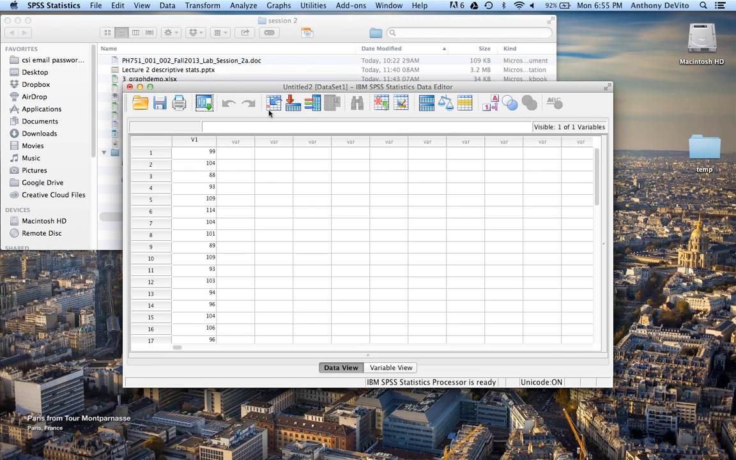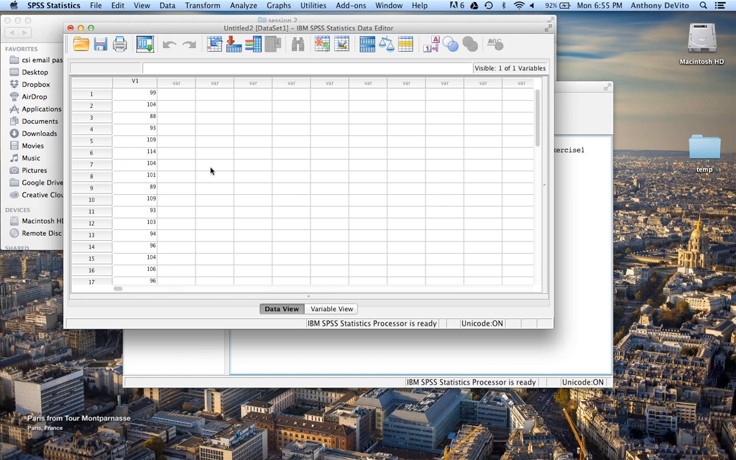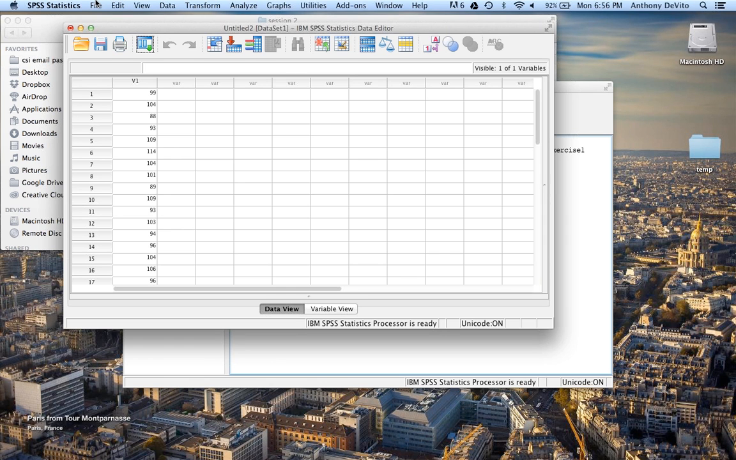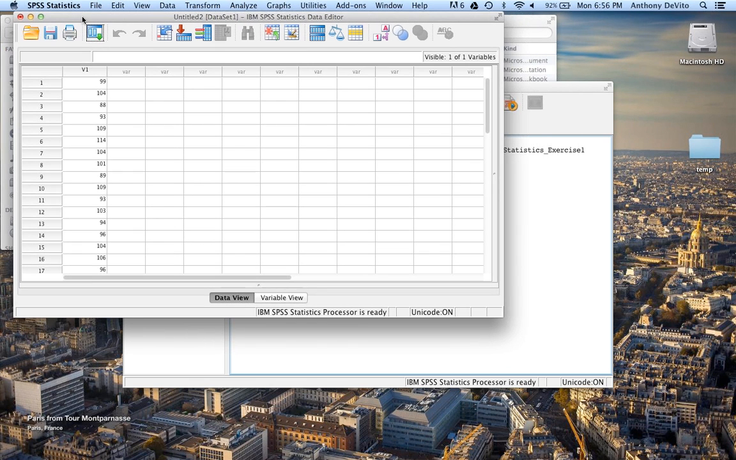OK. And it pops open. And there we go. There's our data imported into SPSS. Now I can say Save As and save it as a .sav file and work with it in SPSS from now on. But before we do that, I'm going to do some actual calculations, including the ones that we just did.